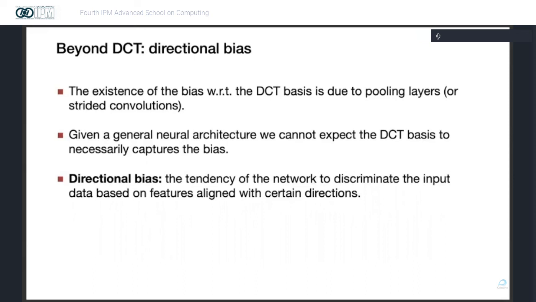So instead of that, let's try to find such a basis. What we are looking for is an ordered basis, say V0, V1, till, of course, Vd minus 1, such that if I align my linearly separable data set's discriminative feature with V0, I get the highest test accuracy. And if I align it with the last basis vector, I get the lowest test accuracy. By doing that, we can capture the directional bias of deep architectures, or the tendency of the network to discriminate the input data based on features aligned with certain directions. But the question is, how do we find them?